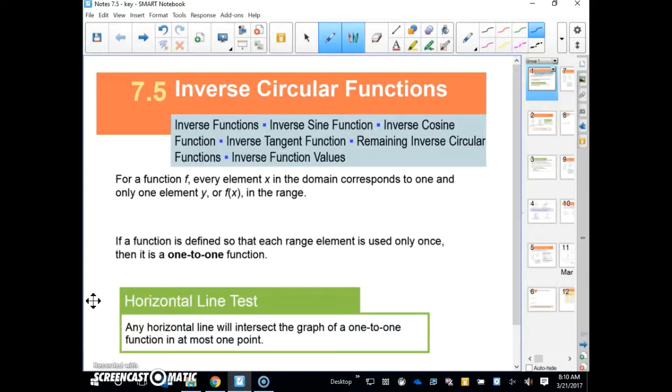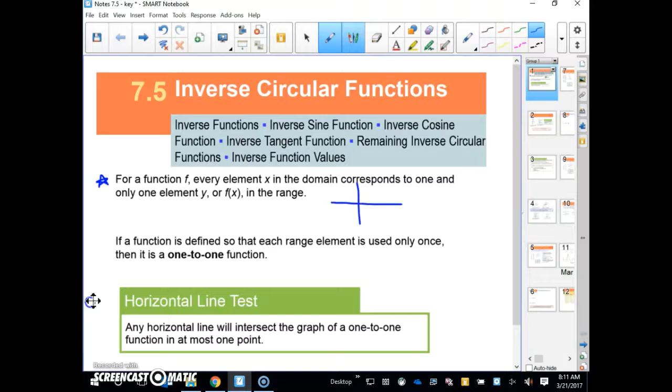In 7.5, we're going to be talking about inverse circular functions or inverse trig functions. So we've got a lot of things to read to set this up. For a function f, every element x in the domain corresponds to one and only one element, or y, in the range. Okay. Think about what we know about functions.